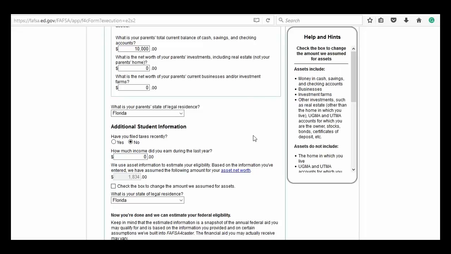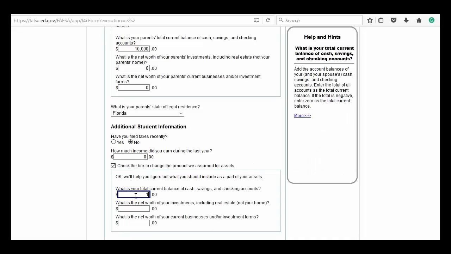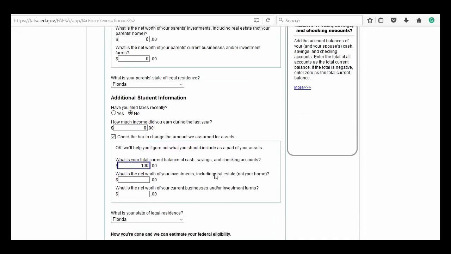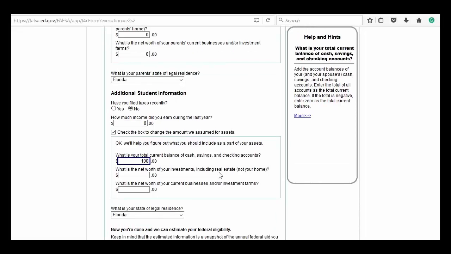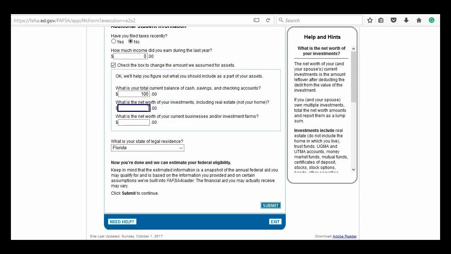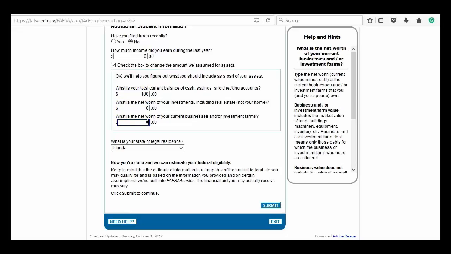Now, if you notice here, even though the student did not have any income, the FAFSA is assuming the student has some gifts, someone gave him some money over his years of life, and he should have at least $1,800. Again, if he doesn't, you're going to click this box and say the student's assets are $100 or whatever he has in savings, checking, or in cash. The student doesn't own any investment, and the student doesn't have a business. Again, if your circumstances are different, you're going to put in different numbers. And this student, again, resides in the state of Florida. Press submit.